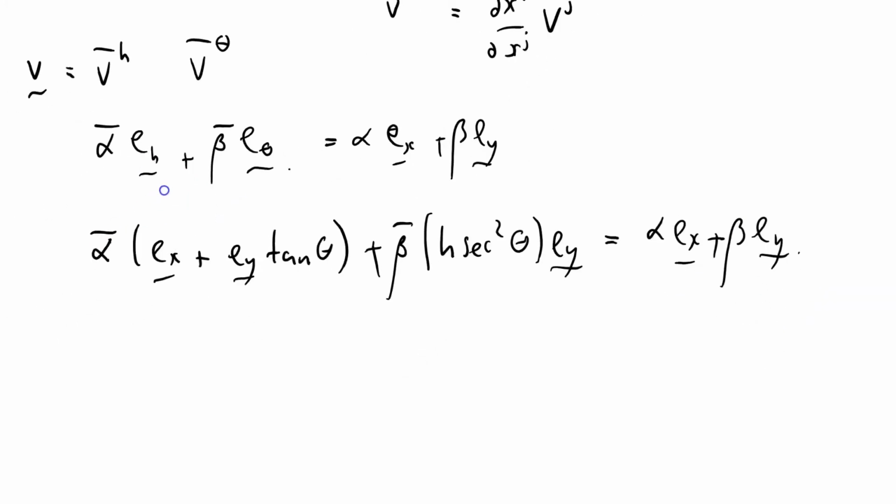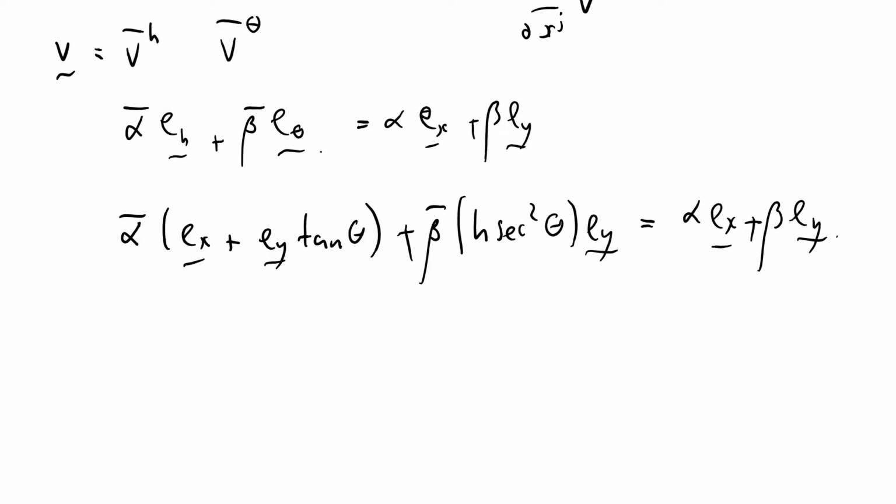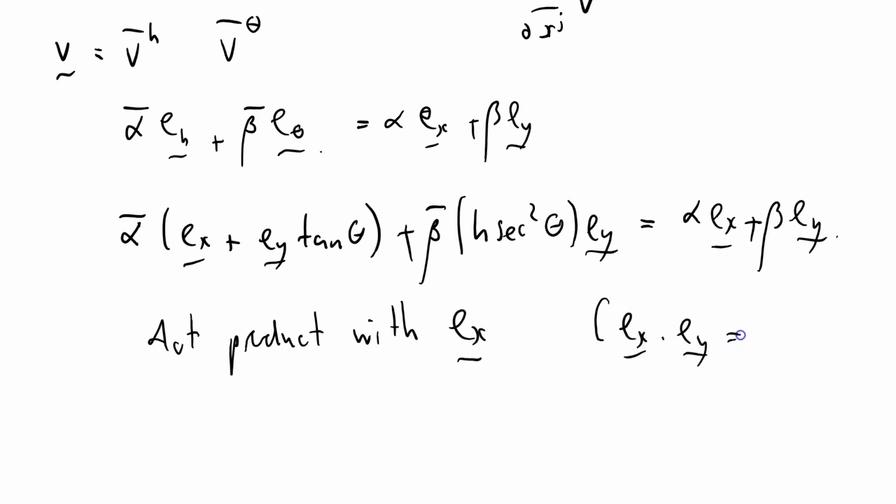And of course, e_x and e_y behave themselves. They're nice, friendly things. So I know that alpha, actually, why don't I do it formally? I'll take a dot product with, what I was going to do is just balance the terms, but I'll do a formal derivation with the e_x, because I know that e_x dot e_y equals 0, because they're at right angles.